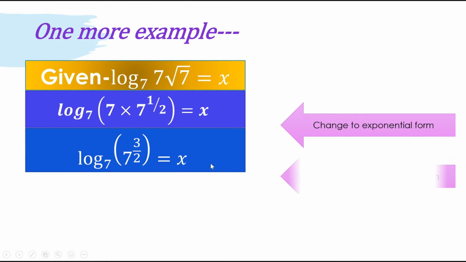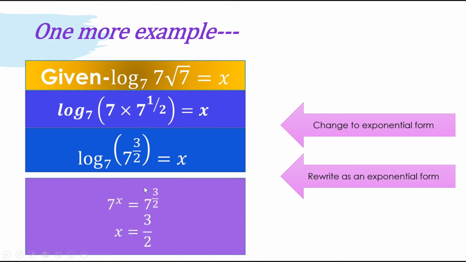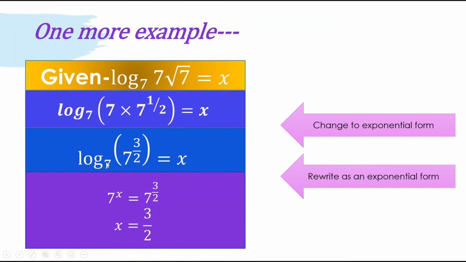x. Okay, so now we can rewrite it in exponential form, right? If you can see, this is the logarithmic form. Now how can we change it to exponential form? So this is the exponent, so we can write 7 to the power x. So 7 is the base, x is the exponent, so we are changing to exponential form. So 7 to the power x is equal to the argument. The argument was 7 to the power 3 by 2. So here, 7 to the power x becomes equal to 7 to the power 3 by 2. We are just rearranging it to exponential form.